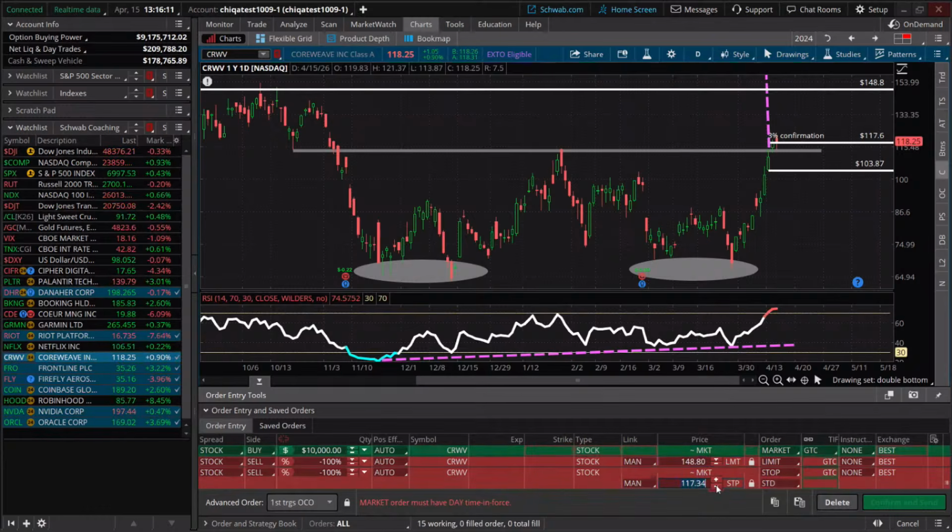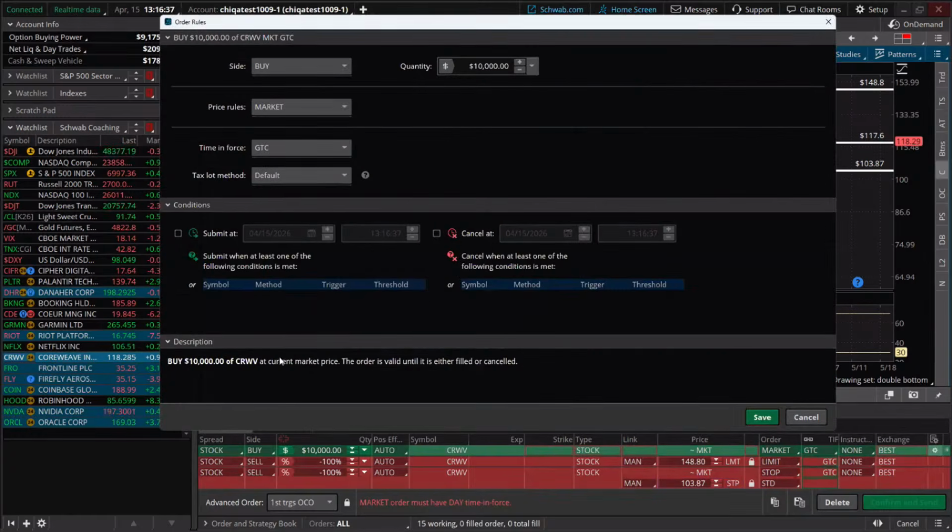And our stop on the downside looks like it's 103.87. Now, if we want to wait a little bit more to see if price closes above 117.60, what you could do on your entry order is come over here to the right hand side, click on that little gear, and put in a condition here.